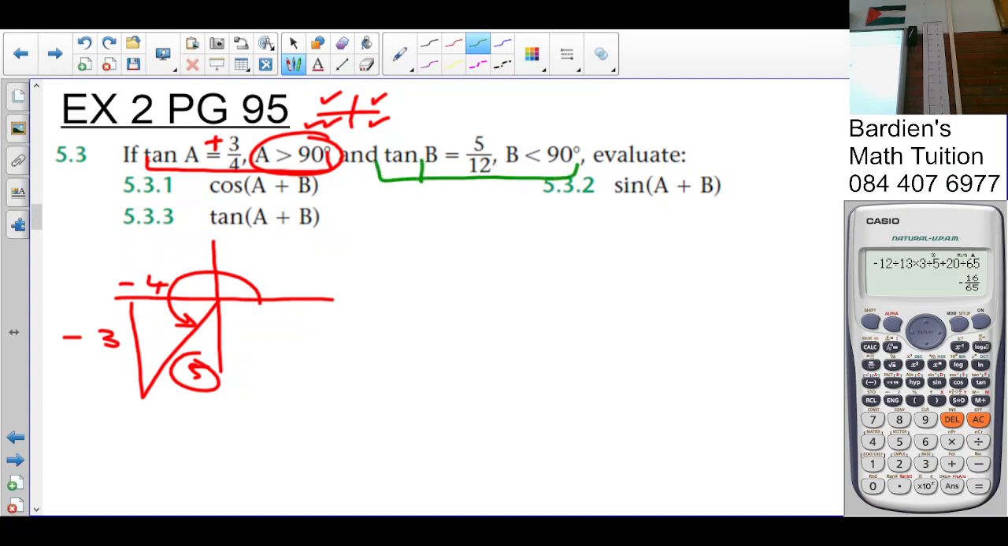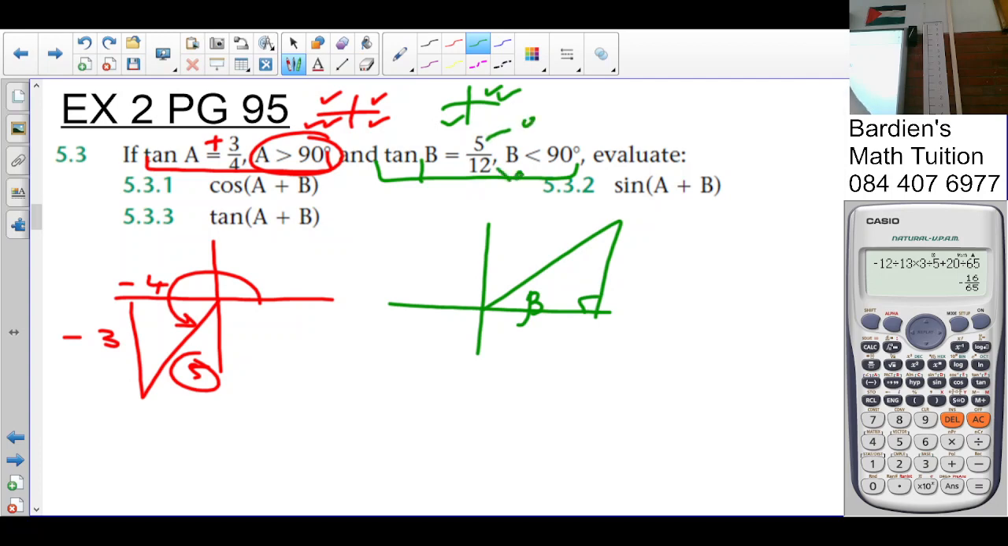This one here, however, a tan of B. So the beta angle. In which quadrant is tan positive? 1 and 3. But beta is less than 90, so it's 1. So we draw this angle in the first quadrant. Tan is opposite over adjacent, so it's 5 over 12. Apply Pythagoras again: 13. This is called a Pythagorean triple. Okay? I'm not working this out in my head every time.